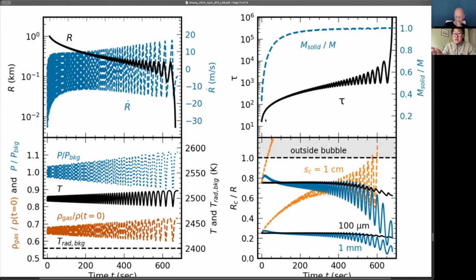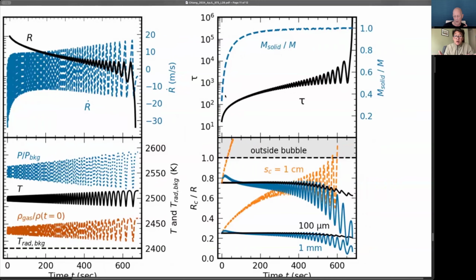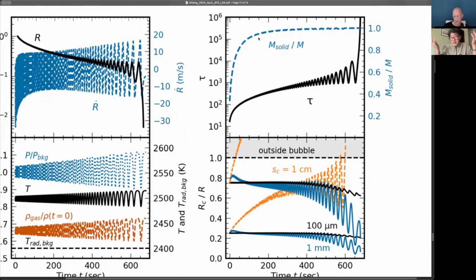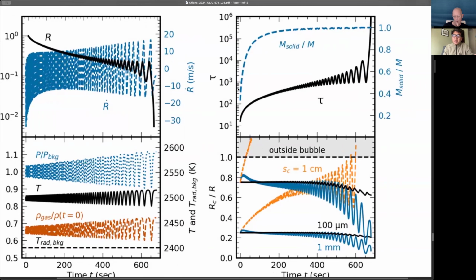And then M solid over M, I hope that's clear. It's just the fraction of the mass of the bubble that's solid, and that's plotted against the right-hand axis in blue. And it's curious that for this particular run, I decided to imagine that I already had some particles to begin with. So I started with something like 30%, one third solids, but eventually it all becomes completely solid. Most of the mass going into solid happens fairly early in the evolution. It saturates fairly early.